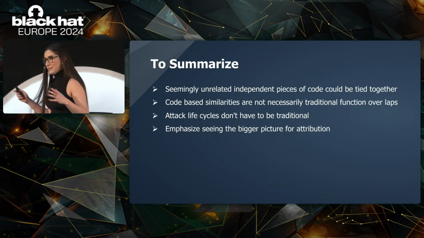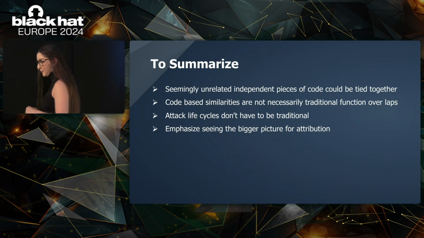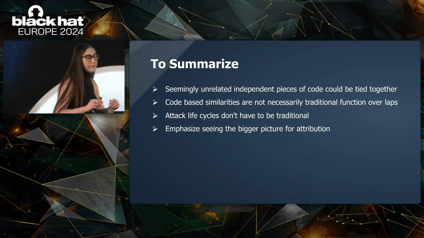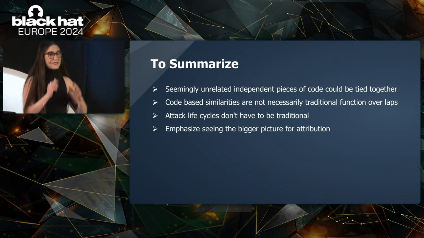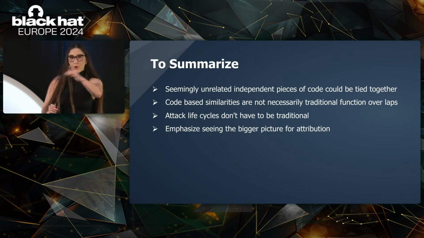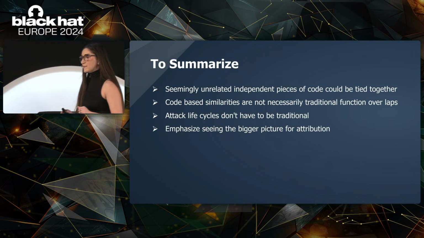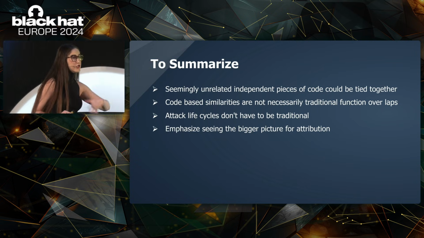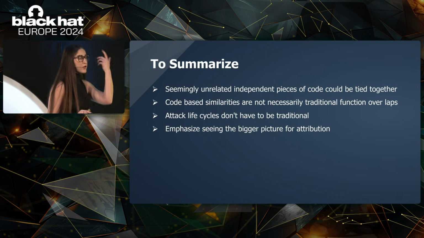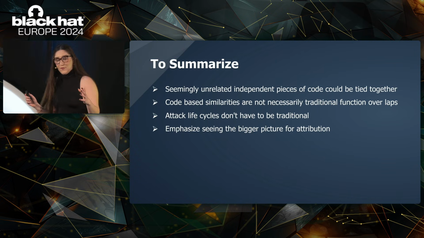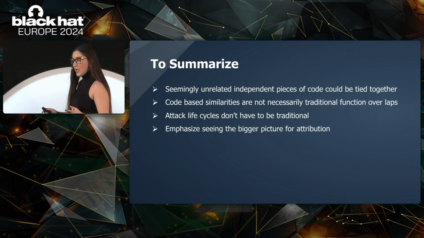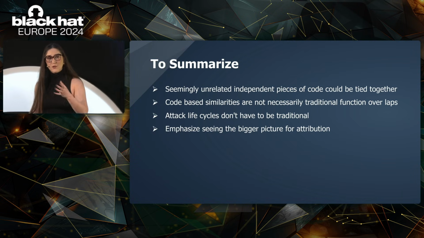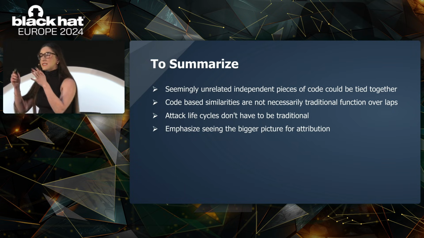And so we're now headed towards the end of this session. Let's summarize some of the main points we've been through. I think we could prove that if we take seemingly unrelated and independent pieces of code, they could still be tied strongly enough to one another to argue for attribution. We've seen that code similarities don't necessarily have to mean the exact traditional literal function overlaps we usually look for. The attack life cycles for our favorite threat groups don't always have to look the same. They don't have to be traditional to be true and to correctly represent what a group is up to.